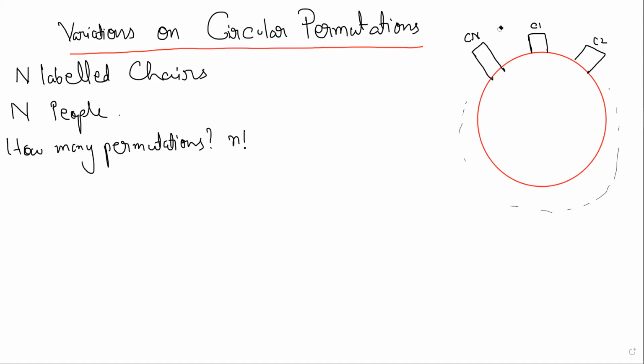Now the fun comes in when you remove the label of the chairs. Now they'll just say n chairs. For a minute, let's not worry about distance and so on. Let's just say n equally spaced chairs and n people. Now how many permutations?